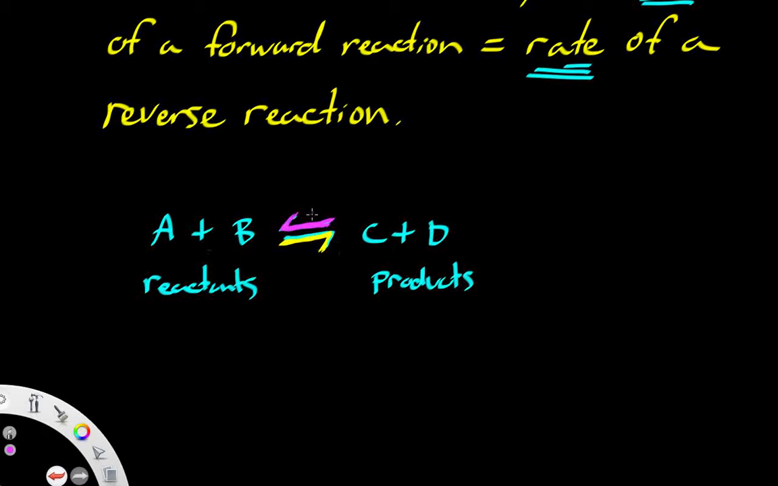And that's what we mean by equilibrium. Like I said before, the rate of the forward reaction is going to equal the rate of a reverse reaction, and it'll be drawn this way.